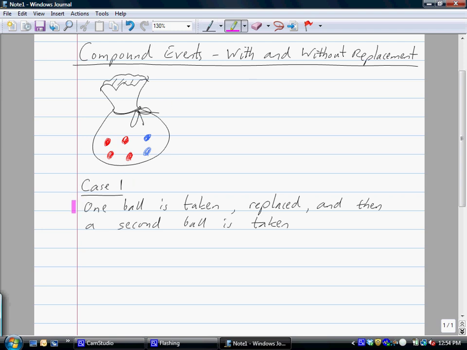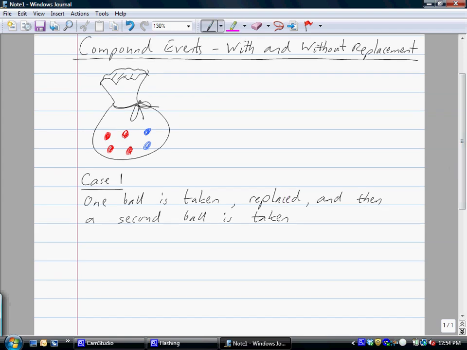So we have this case 1. One ball is taken, replaced, and then a second ball is taken. So if we think about what can happen the first time, we could take a red ball or we could take a blue ball. Now, one of the advantages of a tree diagram is we can actually write the probabilities on it. So there are 6 things that can happen, and 4 of those are red, and 6 things can happen, 2 of those are blue. Now, of course, we can simplify these fractions. This is the same as 2/3, so I'll write that instead. And this is 2/6, 1/3.